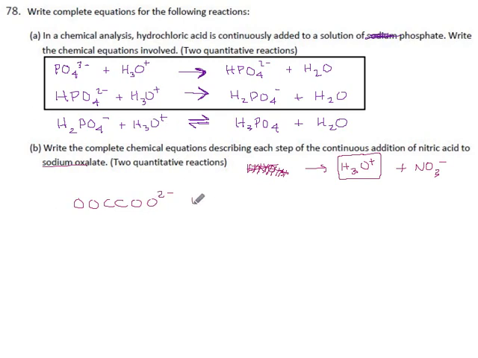Because when this meets H3O, the reaction here is: Hello, I'm an acid. Would you like a hydrogen? Why, yes, I would love a hydrogen. So we get HOOCCOO and water. So the oxalate is a base, and here's its conjugate acid. It's gained one hydrogen. Here's the acid and its conjugate base.